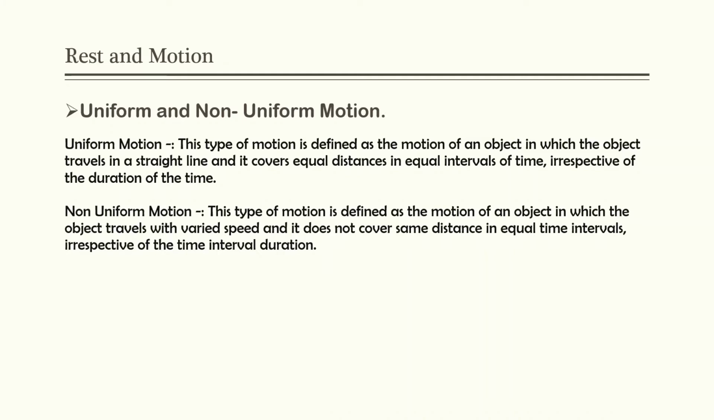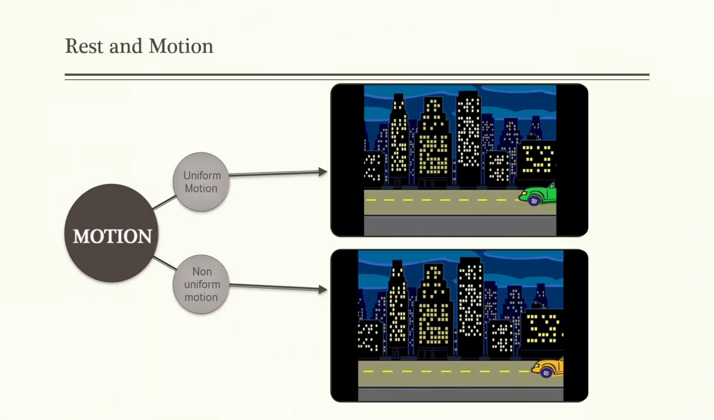Now let's look into the example of uniform and non-uniform motion. In the first example, the green car travels equal distances in equal intervals of time with equal speed. So this can be considered as uniform motion. And in the second example, the yellow car is traveling with different speeds and stopping at different intervals of time. So this will be considered as non-uniform motion.